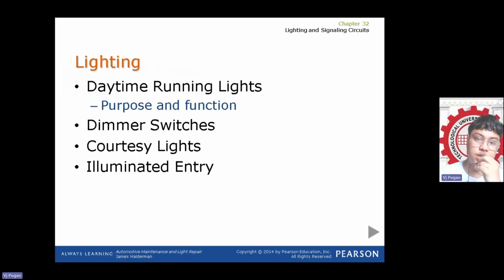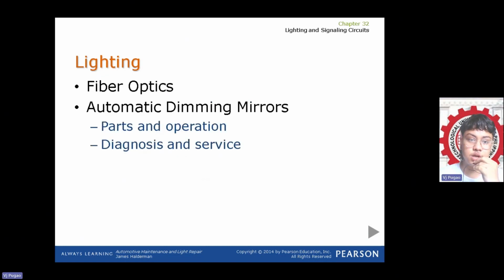Lighting: daytime running lights, the purpose and function, dimmer switches, courtesy lights, illuminated entry, fiber optics, and parts and operation.